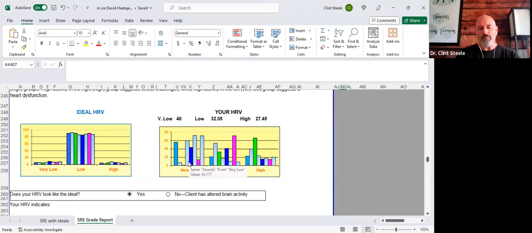So here's one right here. Now, what I'm going to do is show you this person's hand temperature as well. So I'm going to pause this real quick.